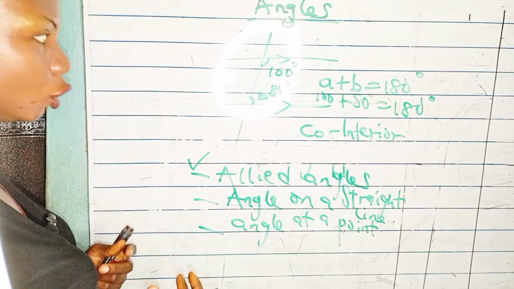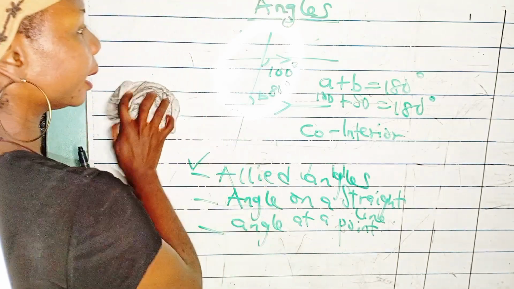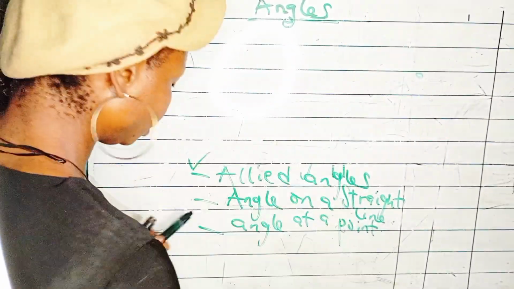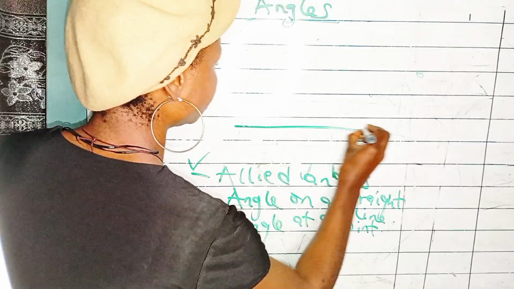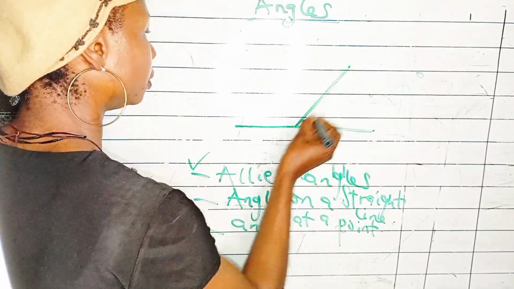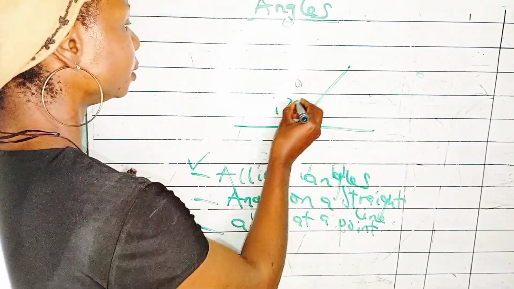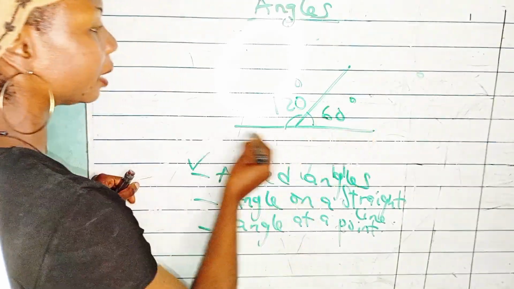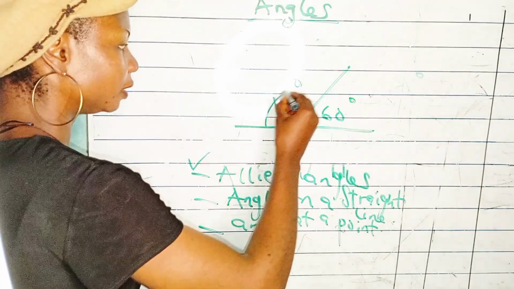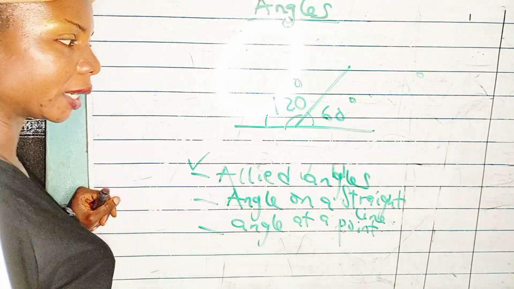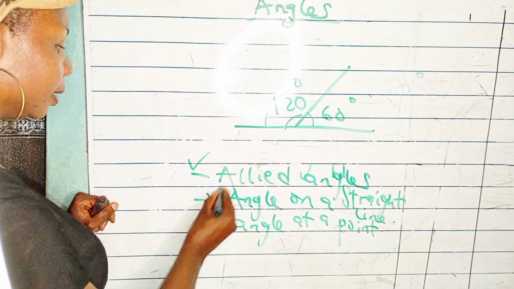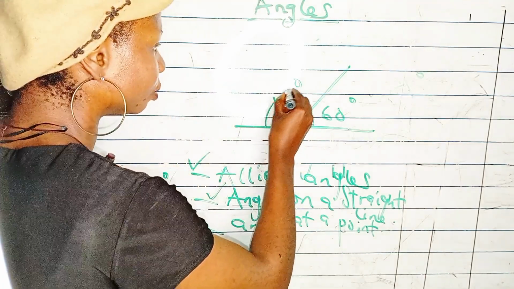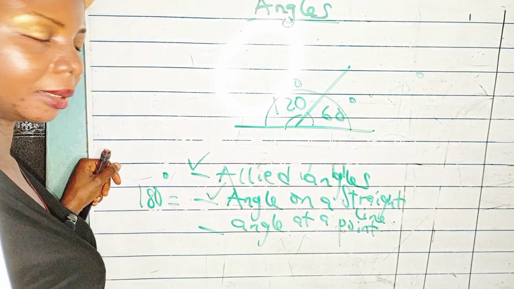Another one I have is angle on a straight line. If this angle is 120 degrees, this one is 60 degrees. These two angles are on a straight line. The totality of these angles from here to here must add up to 180 degrees. Angle on a straight line adds up to 180 degrees. They are supplementary.